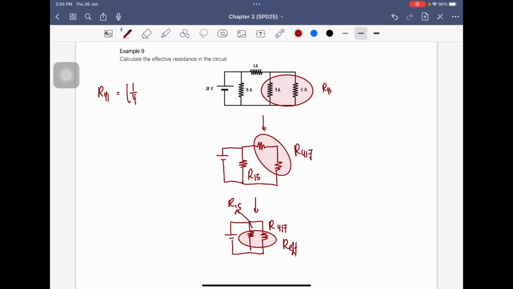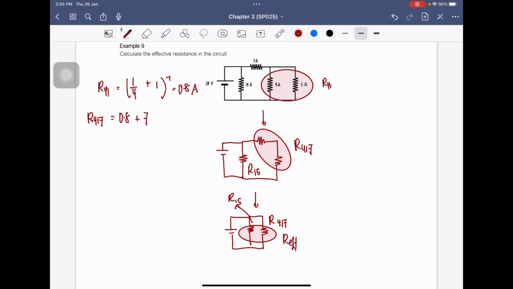Okay, so let's calculate R41 that is in parallel. So it's going to be 1 over 4 plus 1 to the power of negative 1, which is 0.8 ohm. And then R417 is in series. So that is 0.8 plus 7 ohm. So you will get 7.8 ohm. Why did I put ampere here? This is ohm. Okay, lastly, the effective resistance is in parallel. So it's going to be 1 over R417, which is 7.8, plus 1 over 15. So it's going to be 5.13 ohm.